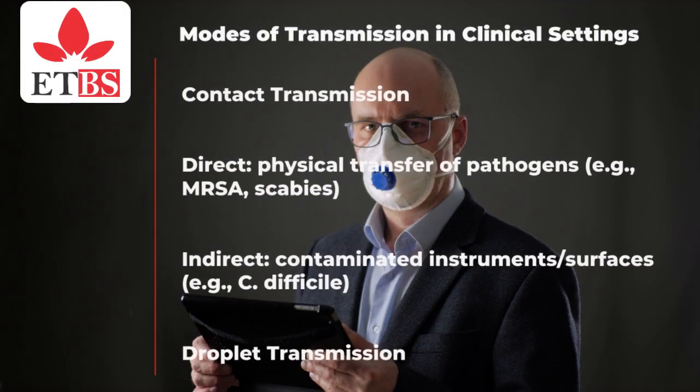2. Modes of transmission in clinical settings. Contact transmission: direct, physical transfer of pathogens, e.g., MRSA, scabies. Indirect, via contaminated instruments or surfaces, e.g., C. difficile. Droplet transmission: spread via large respiratory droplets, e.g., influenza, RSV, pertussis. Travel approximately 1 meter, 3 feet, before settling. Airborne transmission: spread via smaller particles less than 5 microns suspended in air, for example, tuberculosis, measles, COVID-19. Can remain airborne for long periods and travel longer distances.